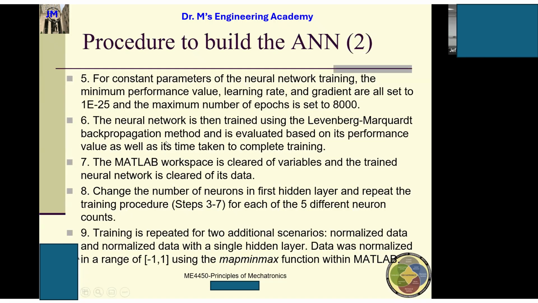The MATLAB workspace is cleared of variables, and the trained neural network is cleared of state data. Change the number of neurons in the first hidden layer and repeat the training procedure for each of the 5 different neural network counts. As I said, I will train first and give you one example. The following things you need to do.